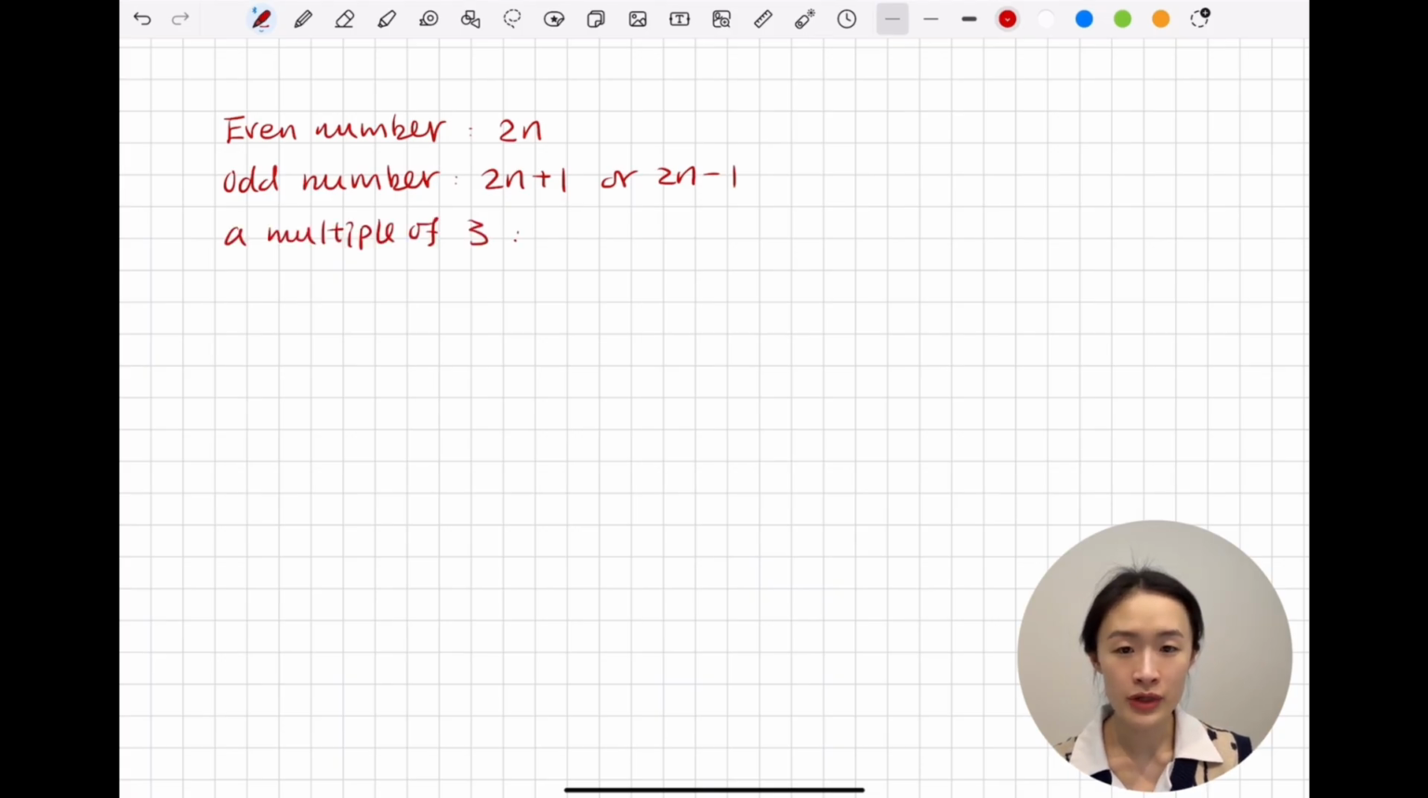A multiple of 3, so that's going to be 3n. So that also means that it is divisible by 3. So if we needed to write a number that is divisible by 3, we can also use this expression 3n. So these two are actually the same.